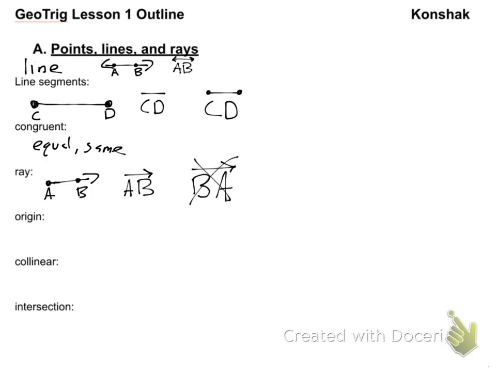Which leads us to the next one. What's the origin? Beginning. Yeah. Now, if I was talking about an XY plane, the origin is at (0, 0). So this is just the beginning. So the origin of that ray is A. Where does it originate?